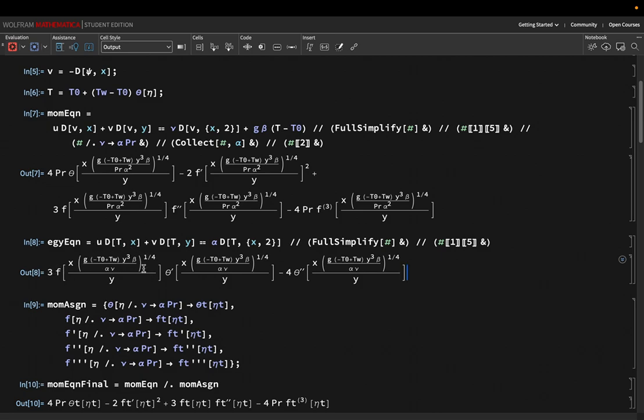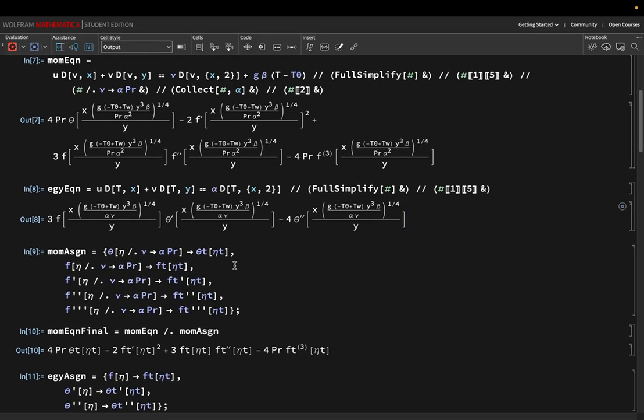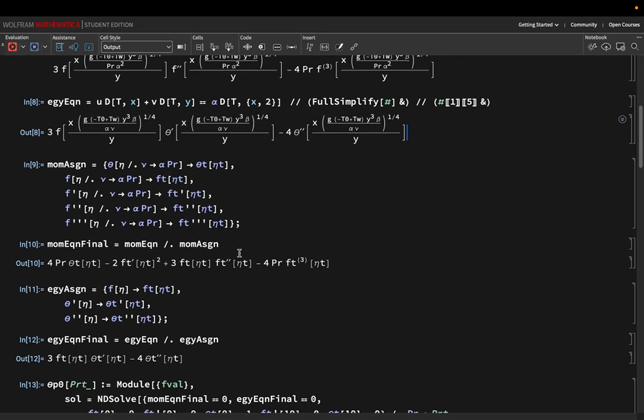This term in the bracket is basically my eta. If you recognize this particular term, this is basically the Rayleigh number, and this is x times Ra to the power 1 by 4 by y. So this entire term is basically eta. What I'm doing in the next step is substituting eta in place of this entire big term. Once I have done that, my equation becomes something that you have seen a little while before in the slides.